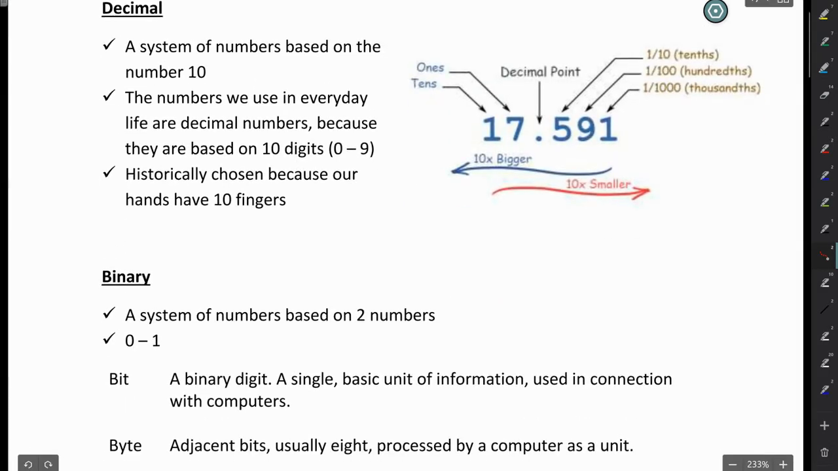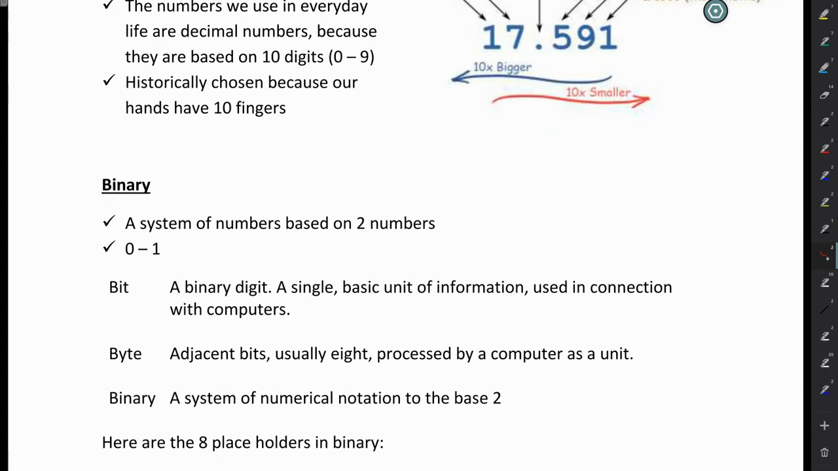Now, if we look at the binary number system, that's a number system that's based on two numbers, the numbers 0 and 1. A bit is a binary digit, a single basic unit of information used in connection with computers. A byte just means we have adjacent bits, usually 8, processed by a computer as a unit. And binary is defined as a system of numerical notation to the base of 2.